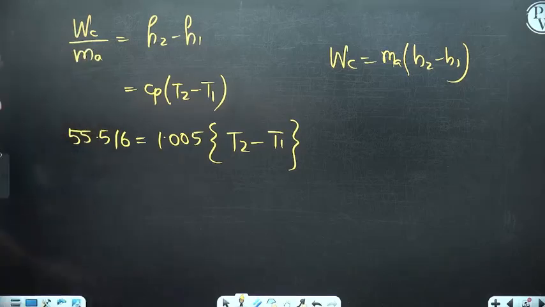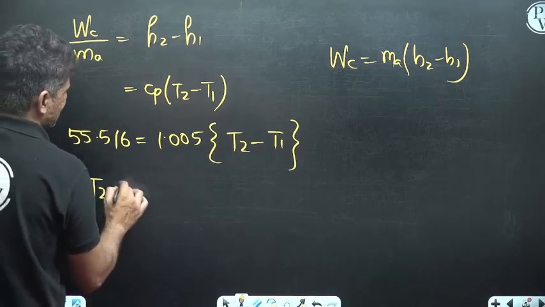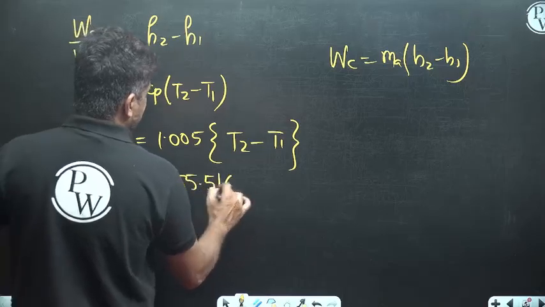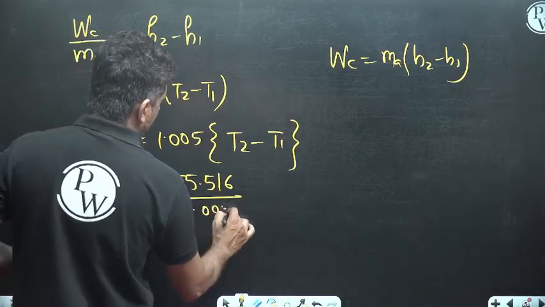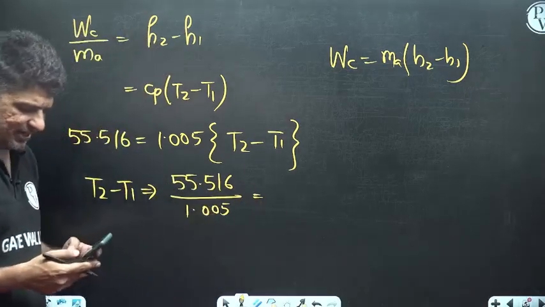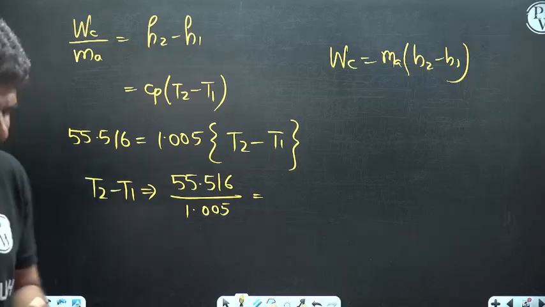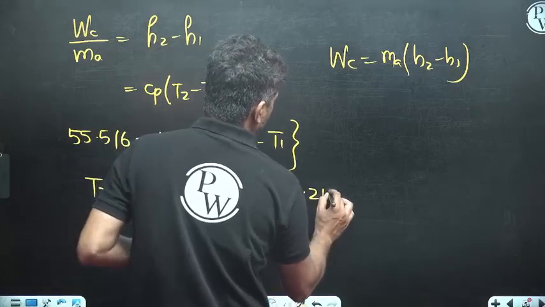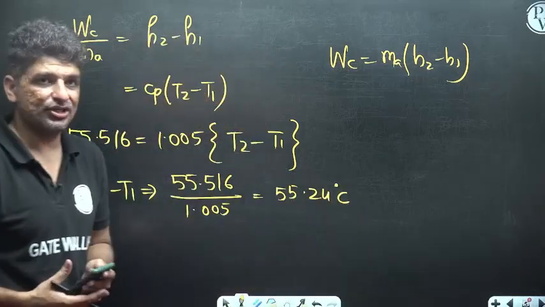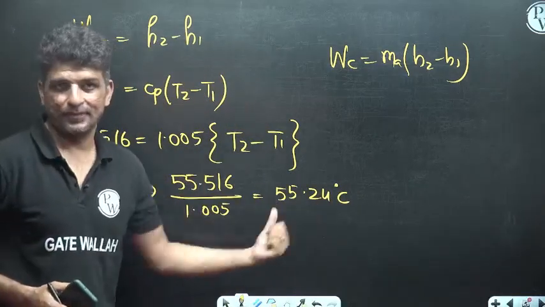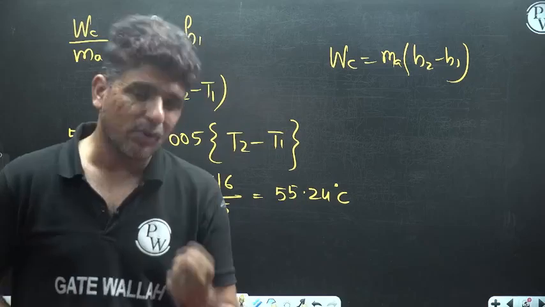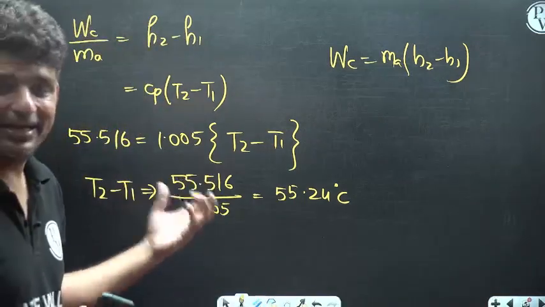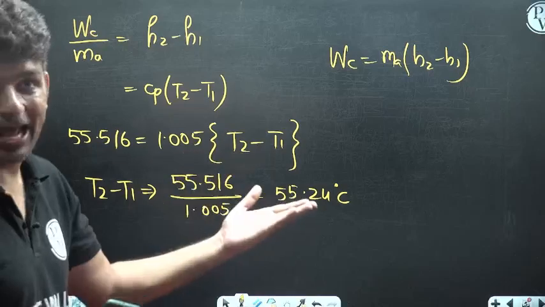So from here I can calculate T2 minus T1, and this T2 minus T1 will be 55.516 divided by 1.005. So 55.24 degree centigrade. So this is the change in temperature. You can write it as Kelvin, also you can write it as degree centigrade as well. Degree centigrade is equal to Kelvin.